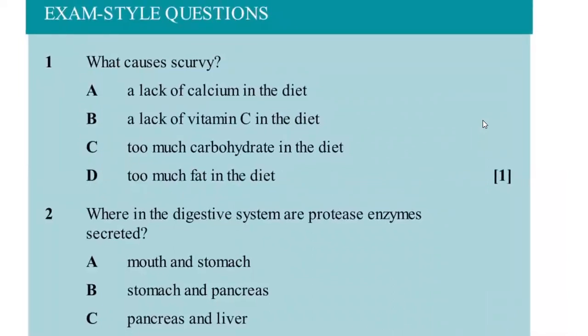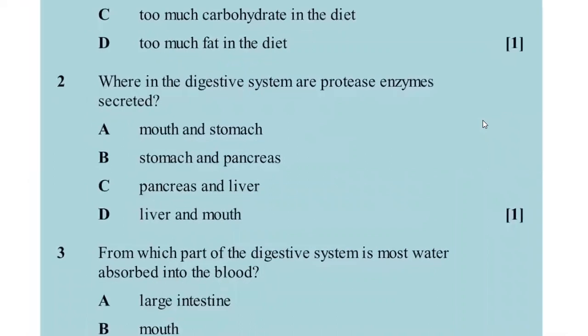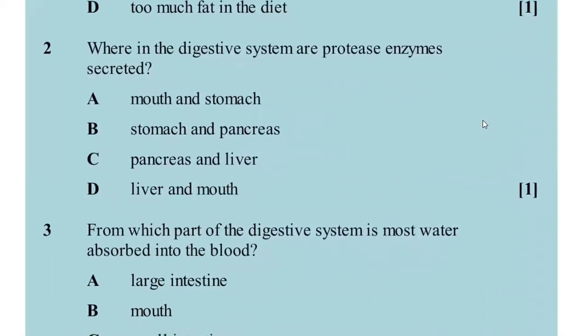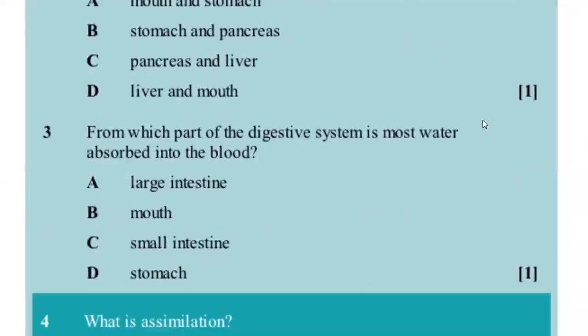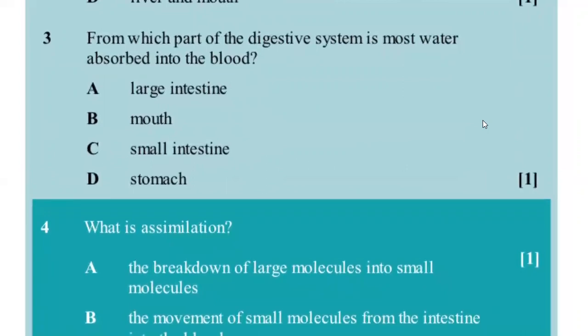MCQ number 1. What's the answer? What is going to be the result of lack of vitamin? Lack of vitamin C in the diet. Correct. Number 2. Where are protein-digesting enzymes, or protease enzymes, secreted: stomach and pancreas, liver, or mouth? I believe they're in the stomach and pancreas, miss. Correct. Number 3. Where is most water absorbed into the blood? Most of the water is absorbed in the small intestine.